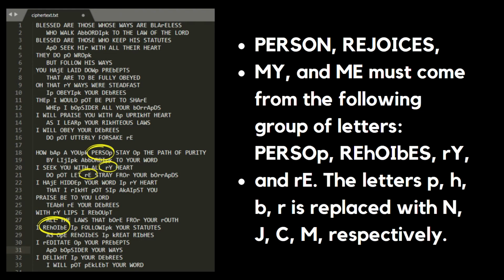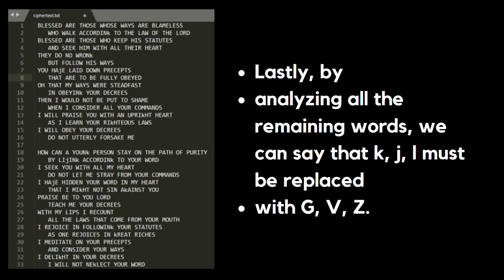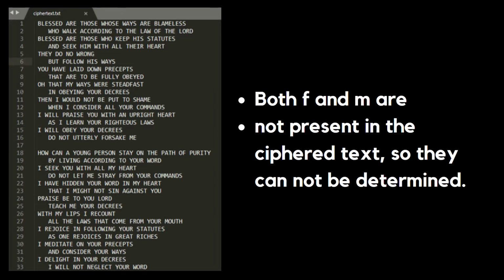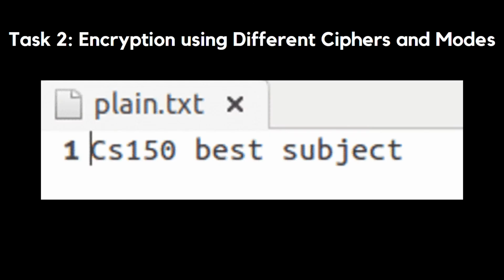So then for this we found out person, rejoices, my and me must come from the following group of letters. Person, rejoices, my and me. So that's why we replaced PHBR with NJCM respectively. And lastly, by analyzing all the remaining words, we can say that KJL must be replaced by G, V, and Z. Okay, and then both F and M are not present in the ciphertext, so they cannot be determined.